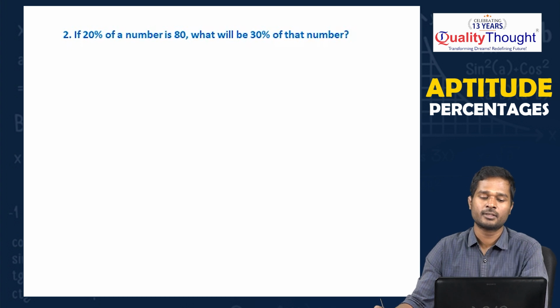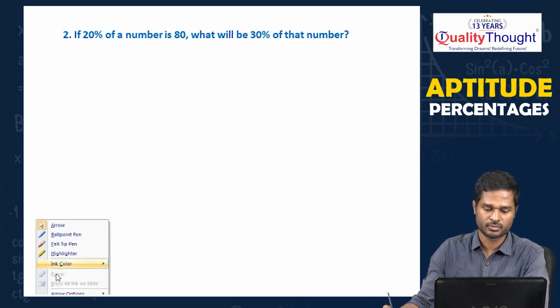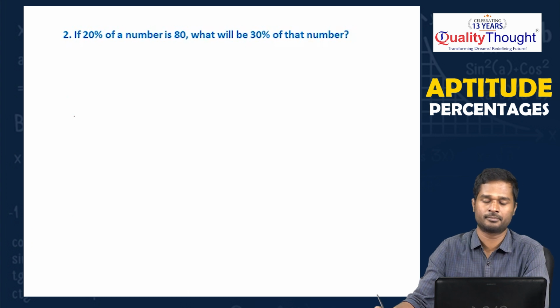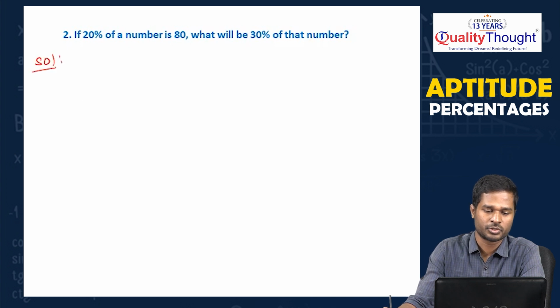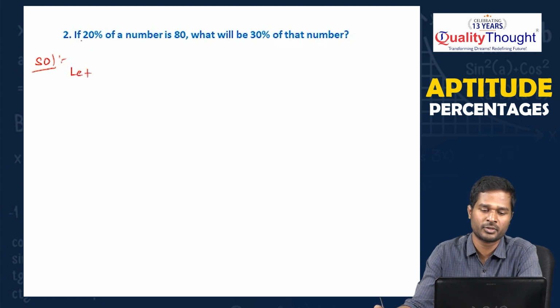Now, let us see question number 2. We will see a couple of basic questions, then we will see other questions. If 20 percentage of a number is 80, what will be 30 percentage of that number? There are many methods to solve the question. First, we will see the basic method, what we actually do every time. There is one number. If you calculate 20 percentage of it, it will give the value 80. So, what will the same number give if you calculate 30 percentage of it?